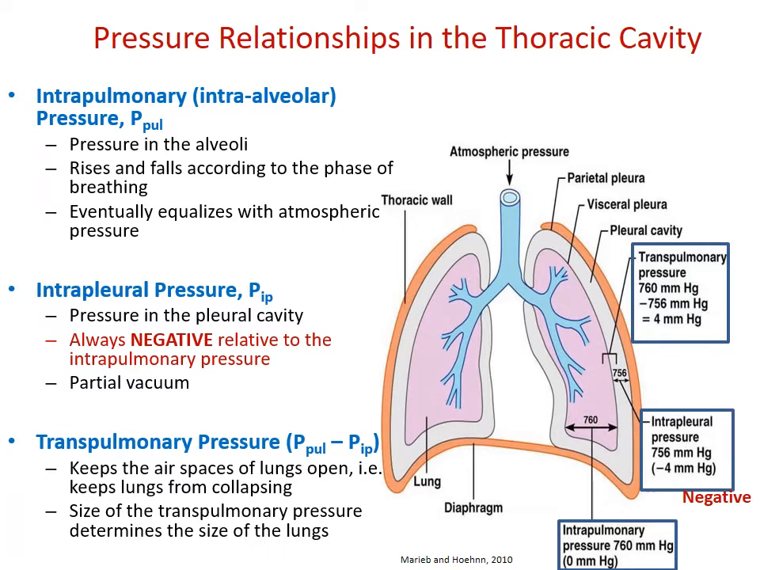That means the size of the alveoli is purely dependent on the transpulmonary pressure. If you have a greater transpulmonary pressure, you can expect that the alveoli will be kept wide open. If you have a lesser transpulmonary pressure, the size of the alveoli will be shortened or smaller.